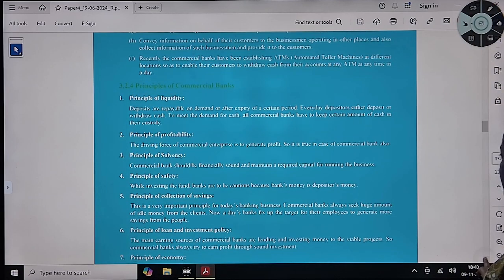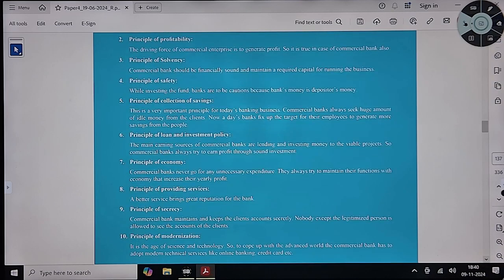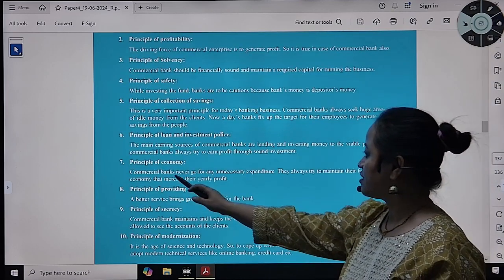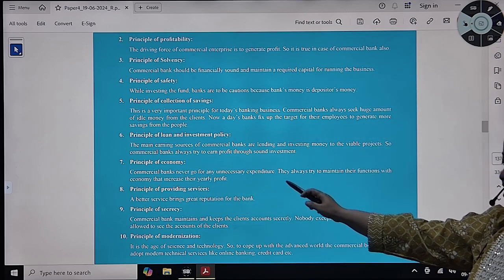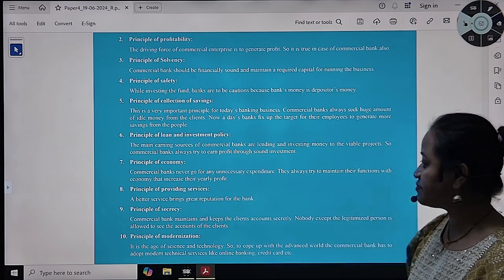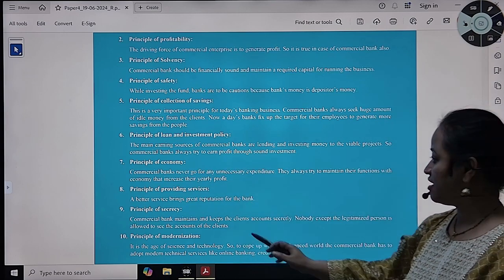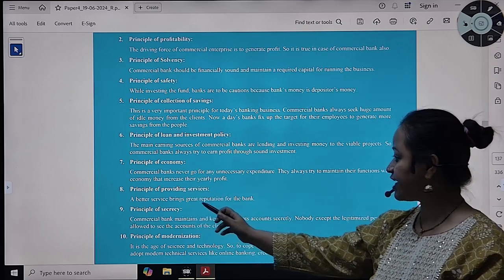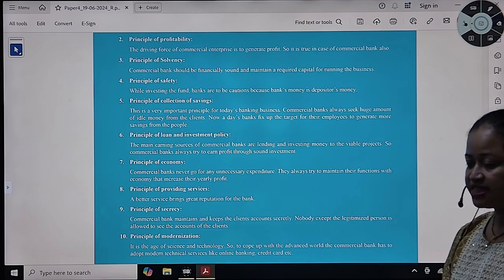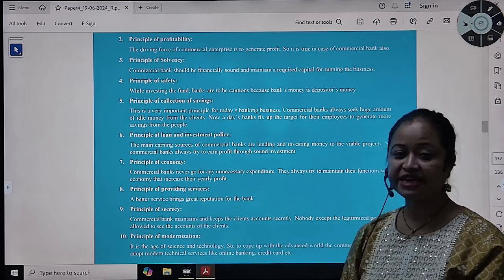Now the next one is the principle of economy. Commercial banks never go for any unnecessary expenditure. So the principle of economy is one of the principles. Then they provide services to bring a great reputation for the bank. Then bank secrecy must be maintained.